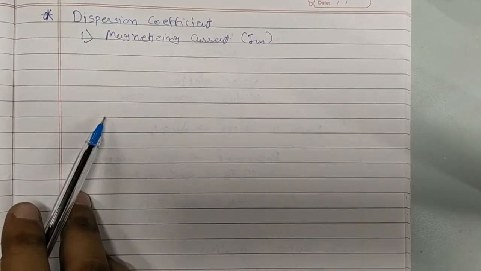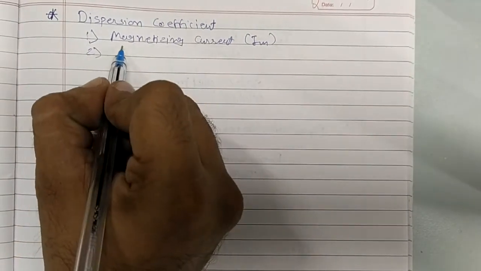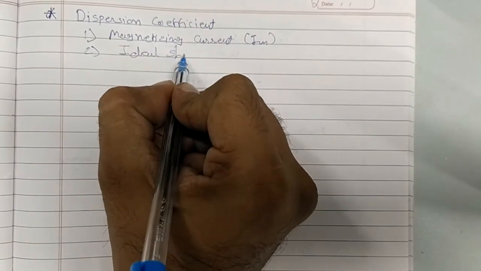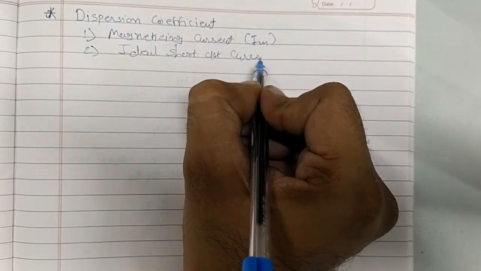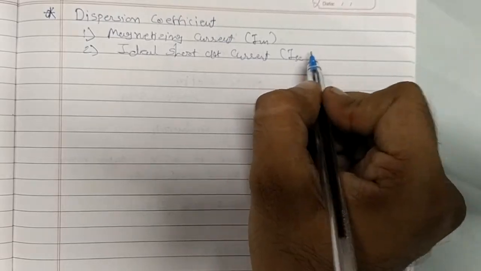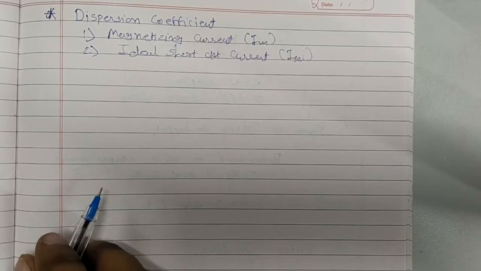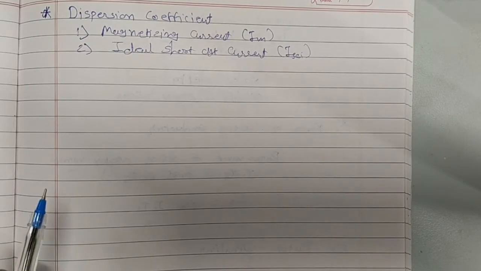So they have a direct relation with power factor: if the magnetizing current of a motor is high, the power factor is going to be poor. The second one is the ideal short circuit current, that is ISC, or sometimes it is ISCI. It is defined as the current drawn by the motor at a standstill position if the resistance is neglected.